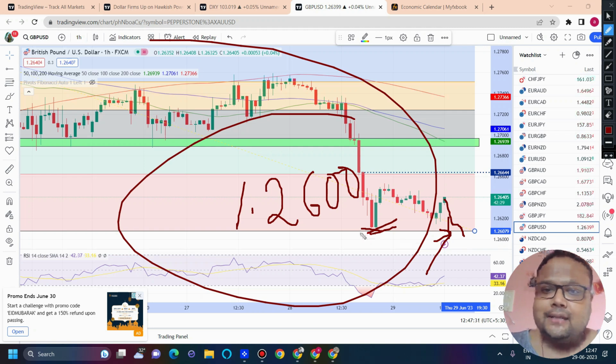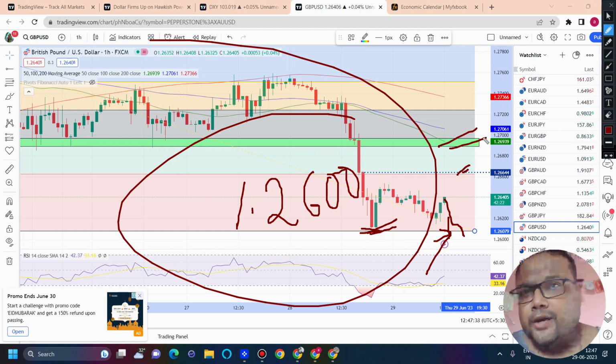So you can take a sell below this level with proper risk management, strict risk management, and you can take a sell here and here. These are the trading opportunities that I see on the chart of GBPUSD right now.